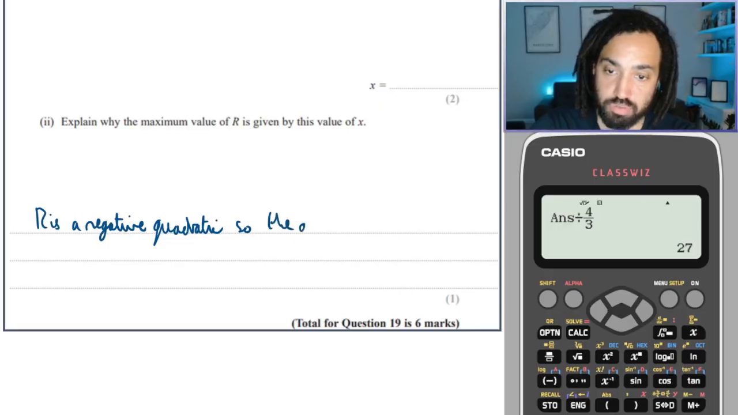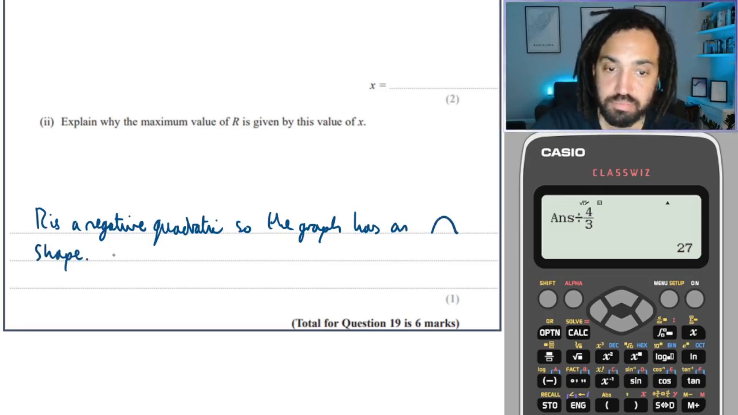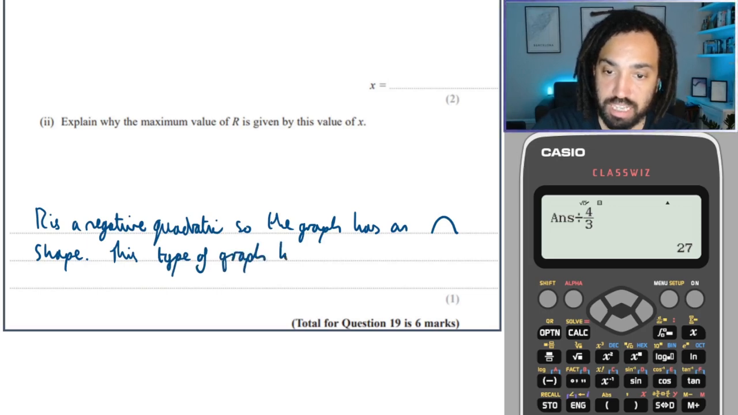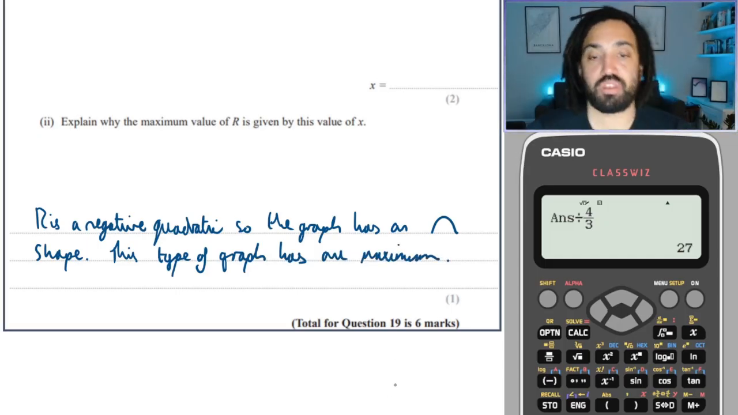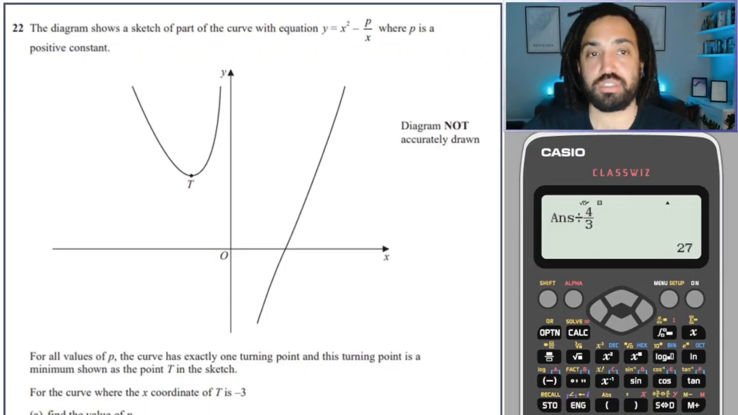So the graph has an n shape, and this type of graph has one maximum and no minimum. What a question! Oh my gosh. Okay, question 22.